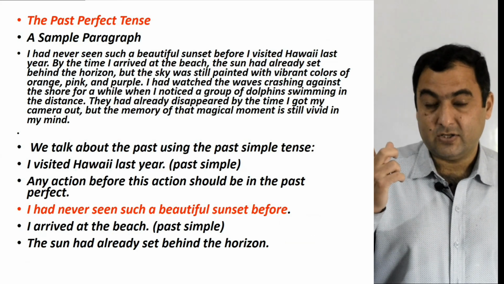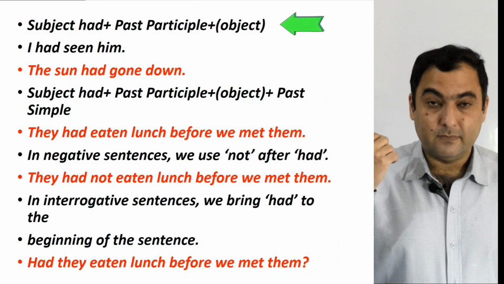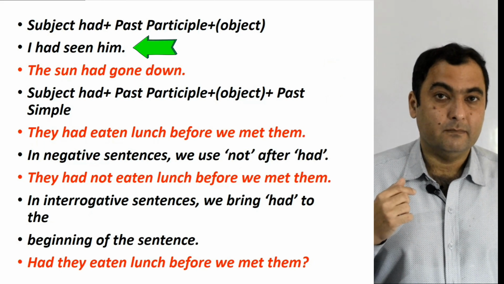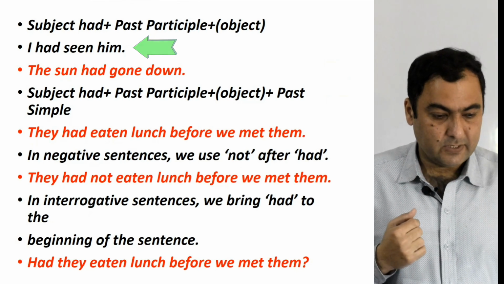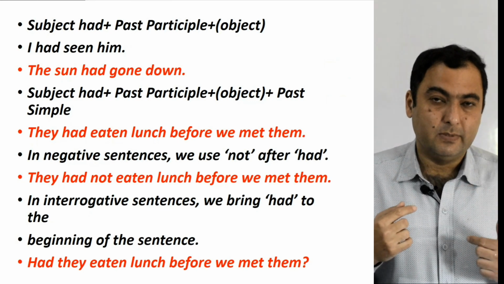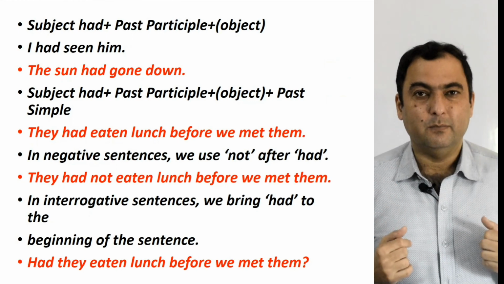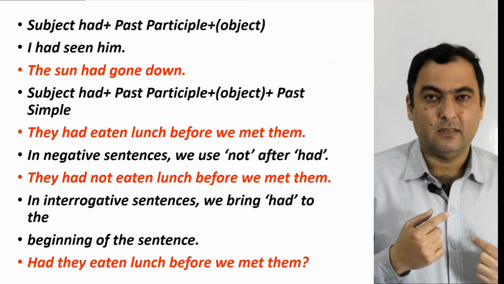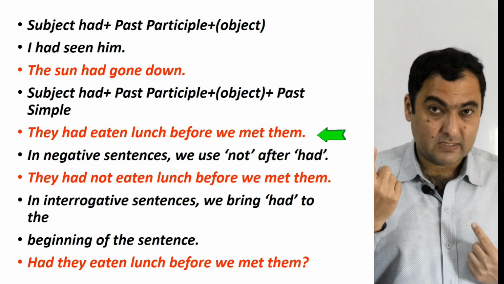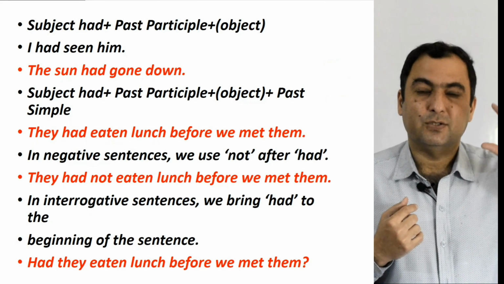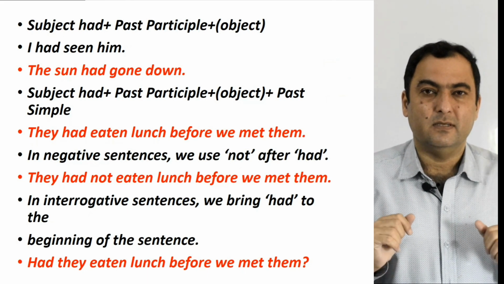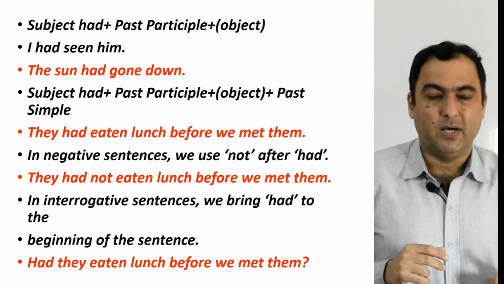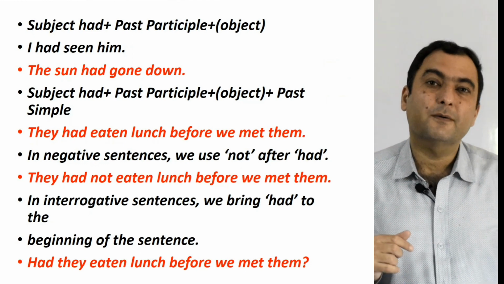Let's look at the structure now. Of course we have the subject, then the auxiliary had, then the past participle form, and then the object. For example, I had seen him. I had talked to them. They had contacted us, for example. Another possibility is we have the past perfect tense plus the simple tense. Both may be used together. In fact, most of the time they're used together. For example, they had eaten lunch before we met them. So you see the past perfect tense and the past simple tense. One action happened in the past and any action before that is in the past perfect tense. Positive sentences these are.